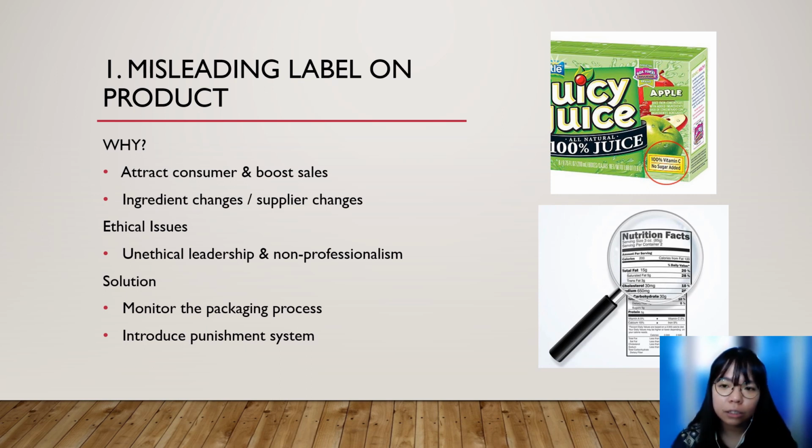So this issue will lead to an ethical dilemma, which is unethical leadership and non-professionalism. Basically, unethical leadership refers to the behavior of a leader making decisions that are illegal. In order to solve this issue, each project member must take responsibility for monitoring the packaging process to make sure that the labeling corresponds to the ingredients used. And the project manager is able to introduce a punishment system if they find out or realize that there is again the issue of misleading labels on the product.